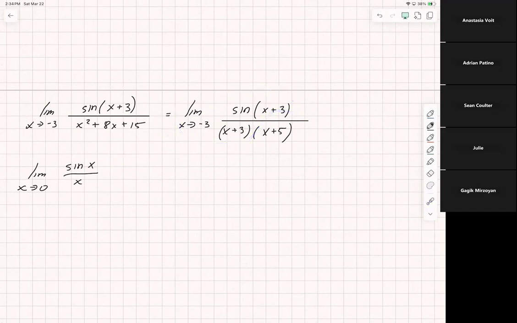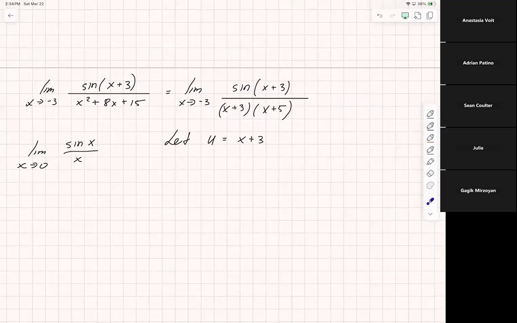Let me make u equal to x + 3. Now when I write this expression, I can substitute x + 3 with u here, and if I solve for x, I can also substitute u here. Solving for x, that's going to be u minus 3. So instead of this x, I would write u minus 3 here, because I need to change all of the x's to u. We can substitute u here and here, but what about the limit? What about where x approaches -3?